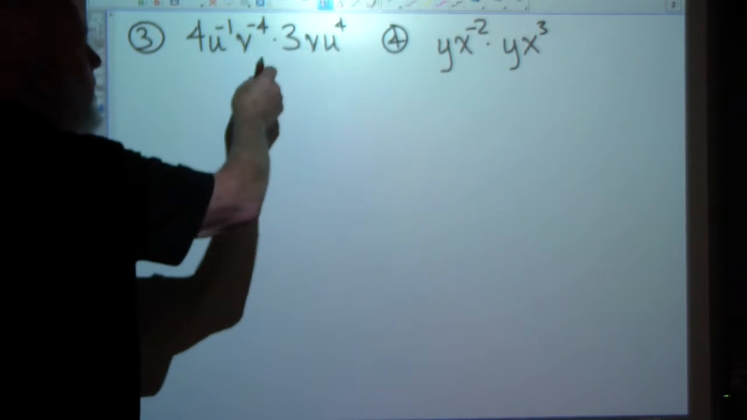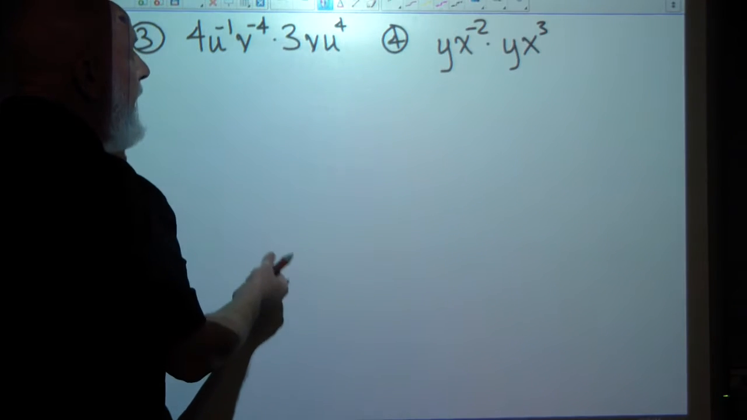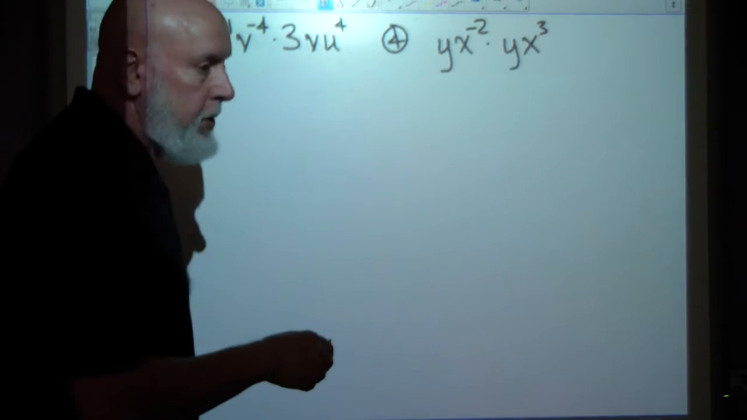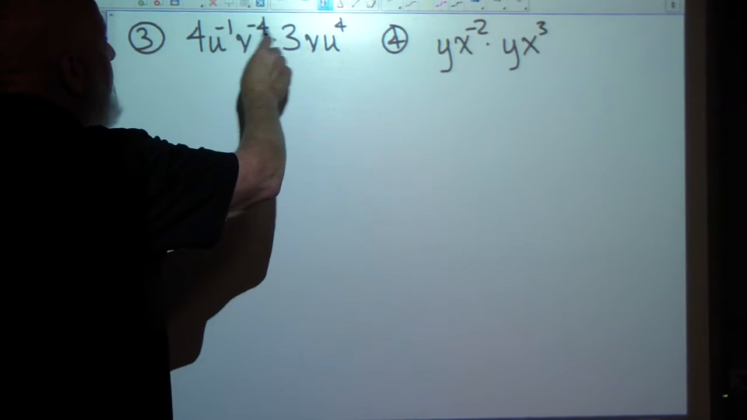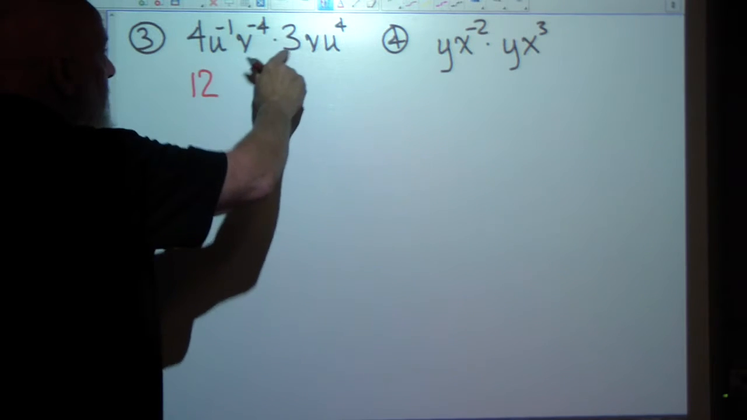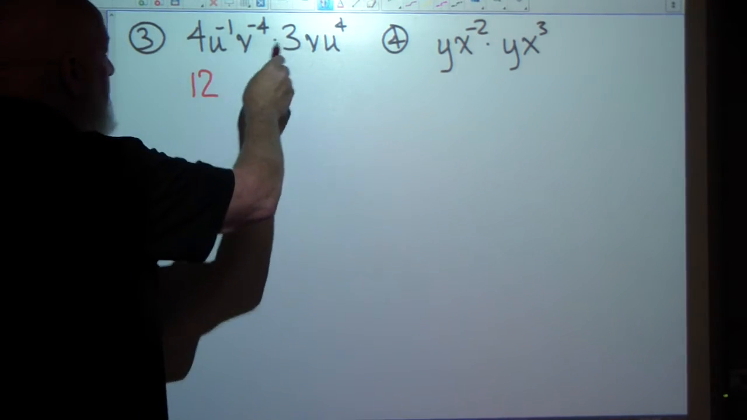I'm going to do just what I did before. I'm going to go through and multiply everything, and then if I have any negative exponents, I'm going to drop them down into the bottom of the fraction. Here we go. This is 4 times 3. I'm just going to get 12. They're not exponents. They're coefficients, so 4 times 3 is 12.